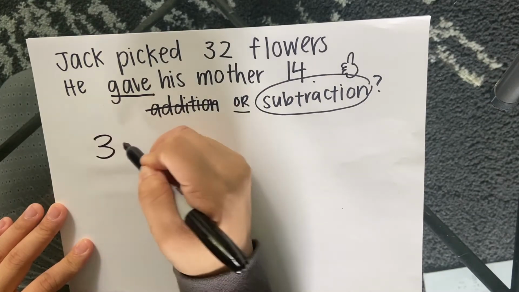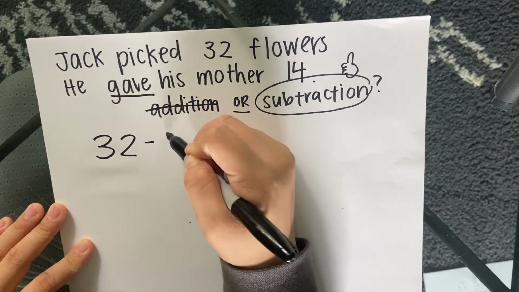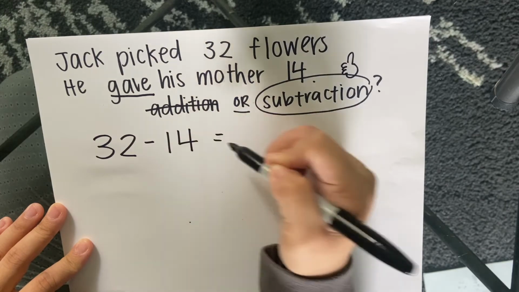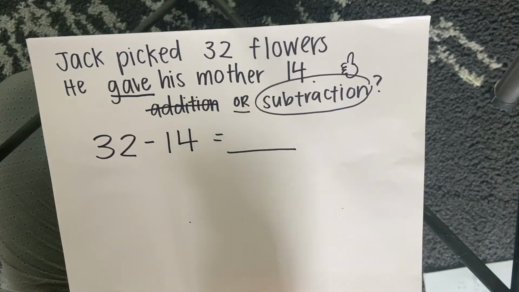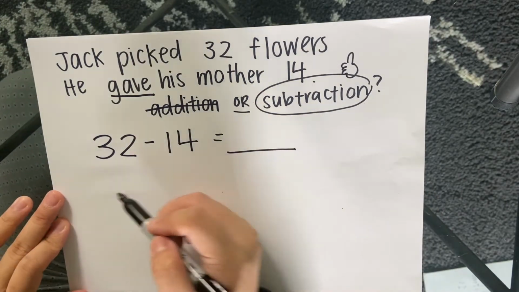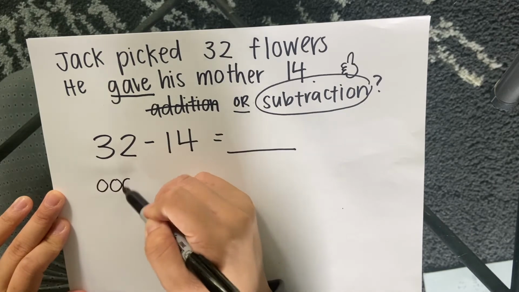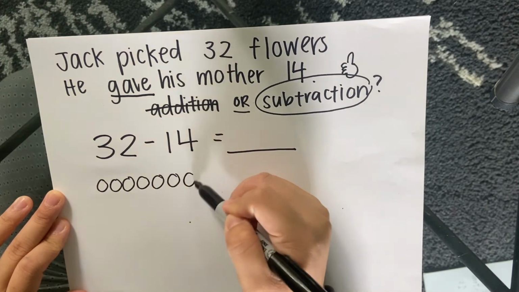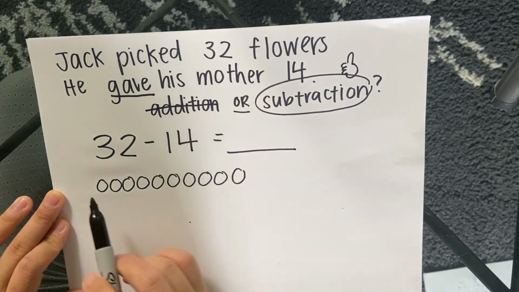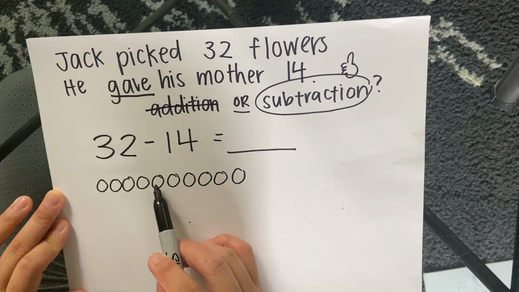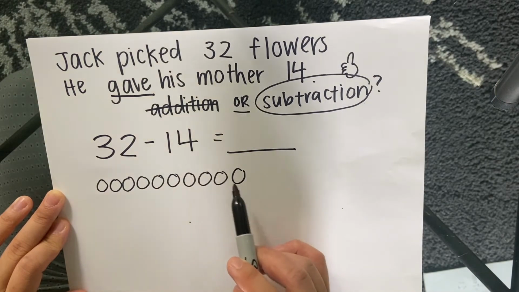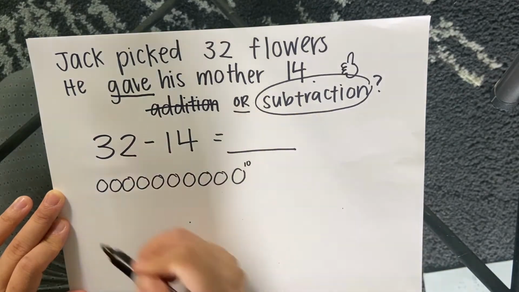Alright, so Jack picked 32 and he gave his mother 14. 32 minus 14. I'm going to start by drawing out circles and I'm going to do rows of 10. And let me double check that. 1, 2, 3, 4, 5, 6, 7, 8, 9, 10. That's a row of 10.